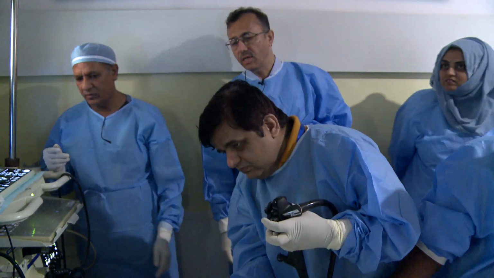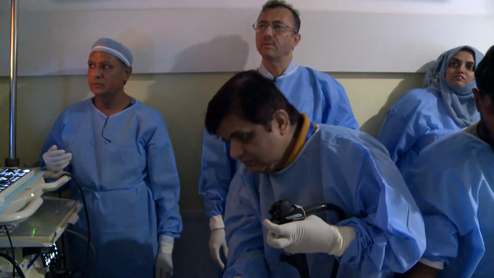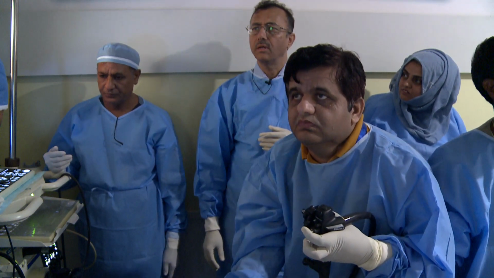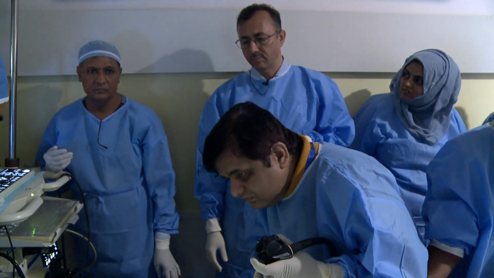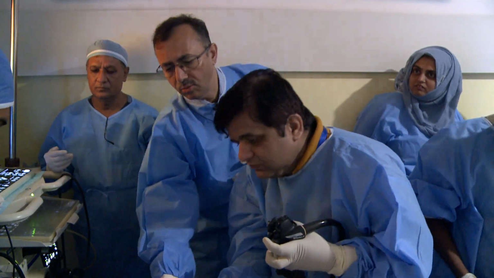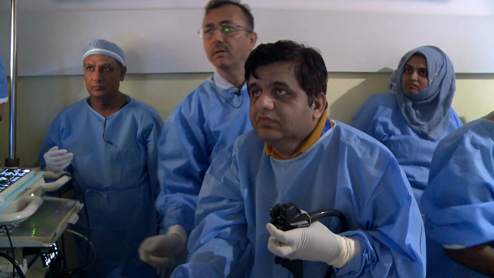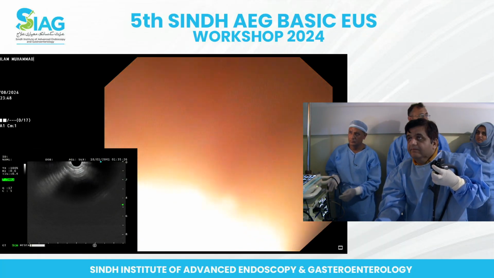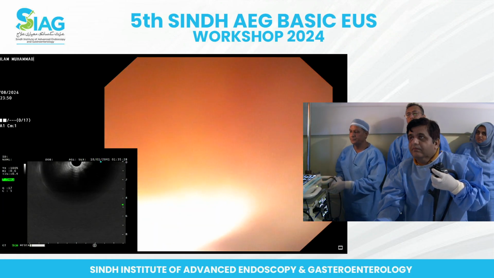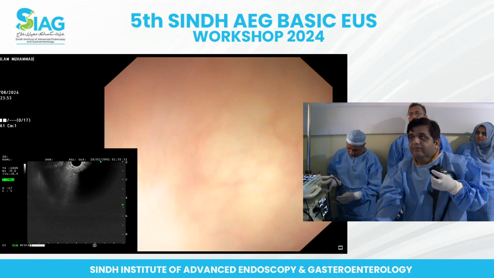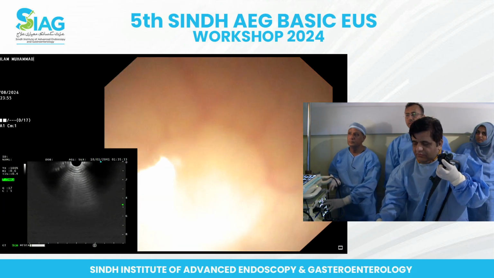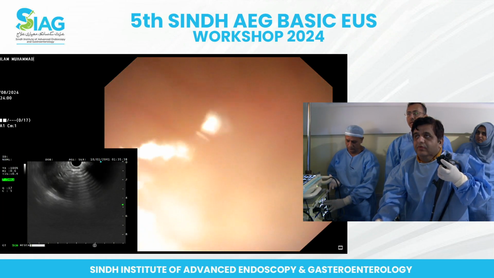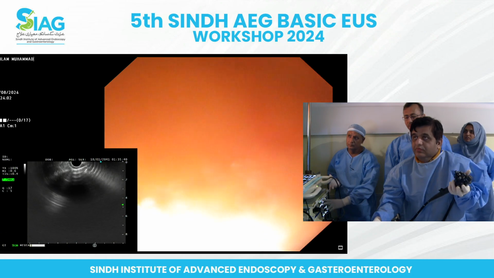So follow the anatomy of the tongue, right? Okay, generally what I do is that I usually go to the EG junction first and stop there, and over there I enlarge the EUS image.